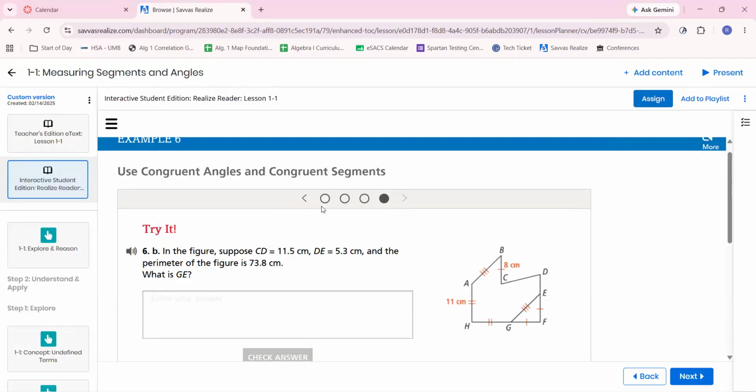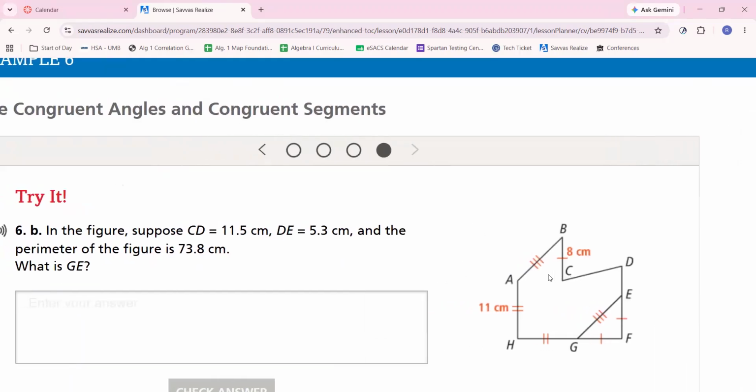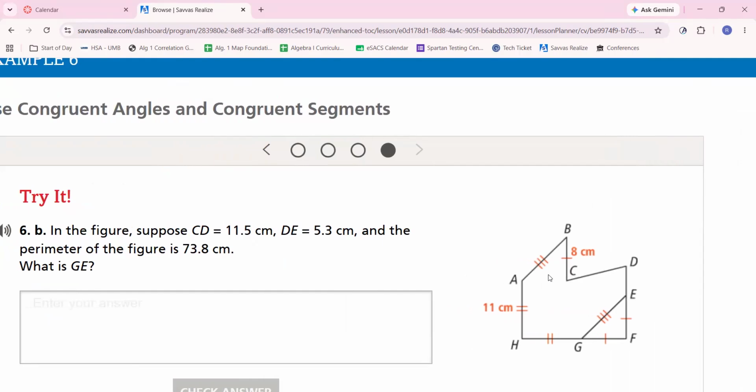Last one of these. This one's a little trickier than the one we did a couple of examples ago. Suppose CD is 11.5. I'm going to go ahead and label that, make it a little bigger so I can see it. DE is 5.3, and the perimeter of the figure is 73.8. So the whole thing around the outside is 73.8.